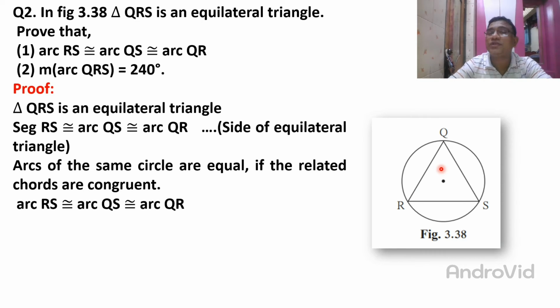Equilateral triangle means all three sides are congruent. If sides are congruent, then corresponding arcs are congruent. So QR is congruent to RS, congruent to QS. These three sides are congruent because it is an equilateral triangle, and these three sides are chords. If these three chords are congruent, then the corresponding arcs are congruent. So arc RS is congruent with arc QS, congruent with arc QR.